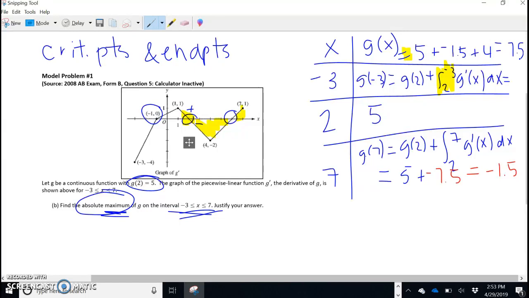So to answer the question, what's the absolute maximum of our function? I look at all these results. I got an answer of 7.5, 5, and negative 1.5. The absolute max is equal to 7.5. Like I said, that's one of the more rigorous applications that we're going to see, so it's a good thing to slow down and ensure that you understood what was happening there.